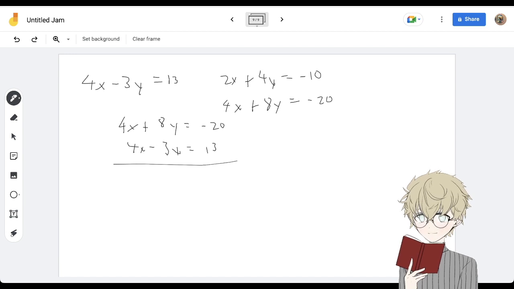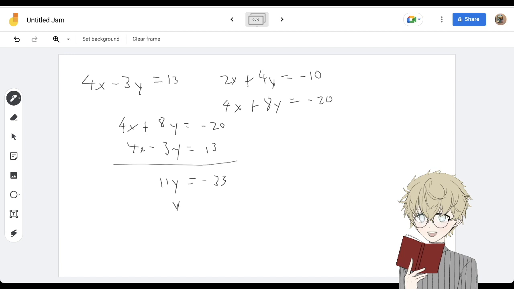But yeah, subtract. So 4x minus 4x is 0, and this is the biggest reason why you have to make it the same, because when you make it the same and you subtract it, it just becomes 0, and then you're left with only one variable, and you can easily find what that variable is equal to, because you've isolated that one variable. This is basically what simultaneous linear equations are: how do you isolate a variable when you have two. Yeah. So 8y minus negative 3y, minus negative means positive, so this becomes 11y. Negative 20 minus negative 13 is just negative 33.